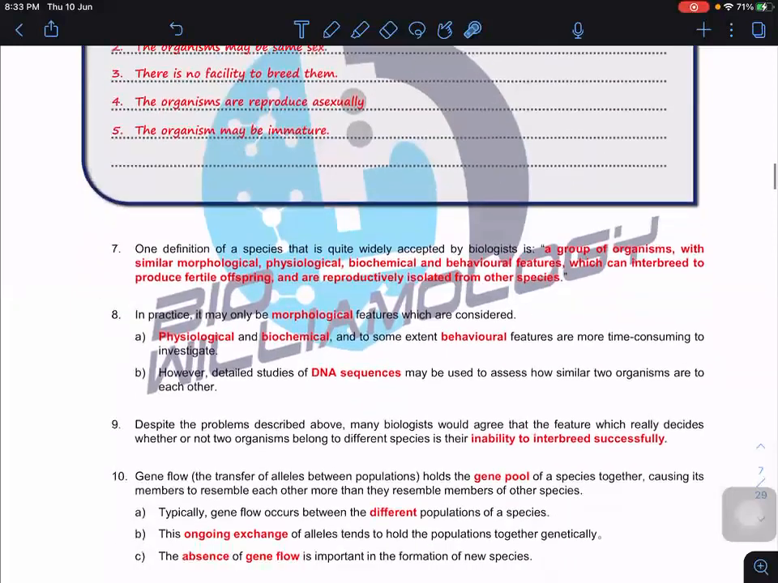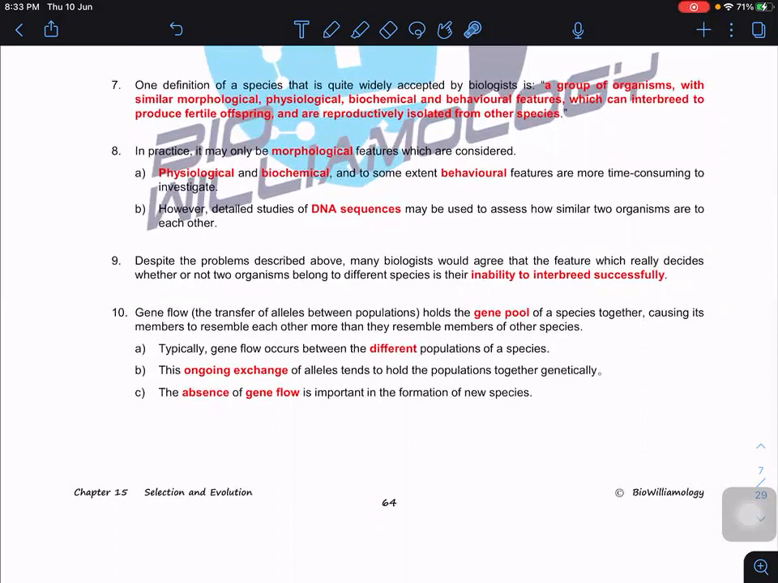So now the widely accepted concept of species is defined as a group of organisms. We're still looking at whether they have similar morphology, physiologically similar biochemistry, and behavioral features, and we add in the Mayr definition, which is that they can interbreed to produce fertile offspring and are reproductively isolated from other species. So even though we do want to use the Mayr definition, in some contexts we may only be able to use morphology, physiology, biochemistry. To some extent, we use behavior.